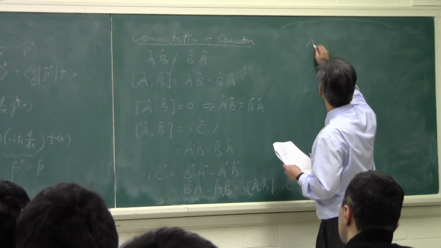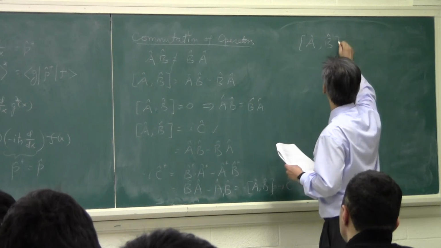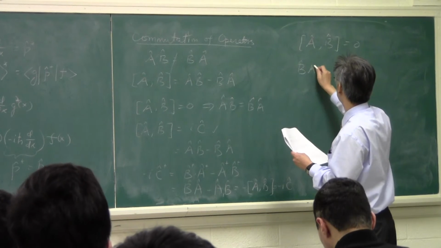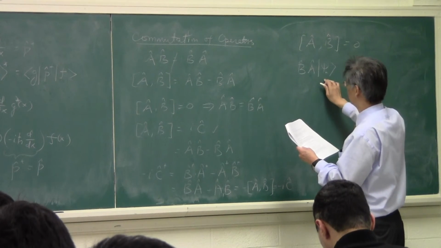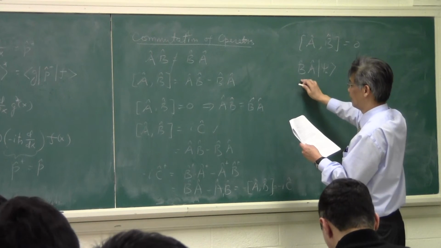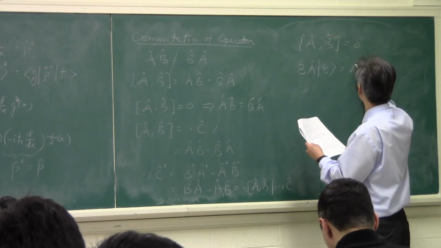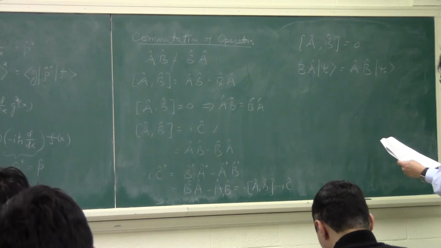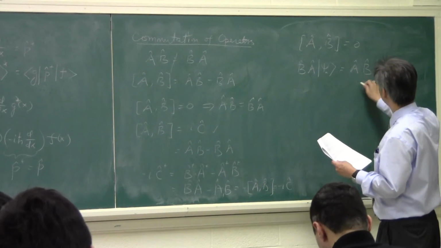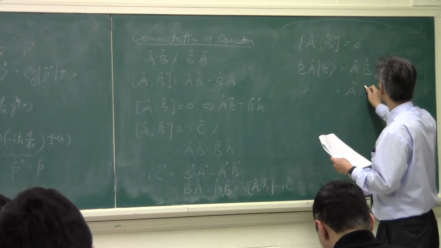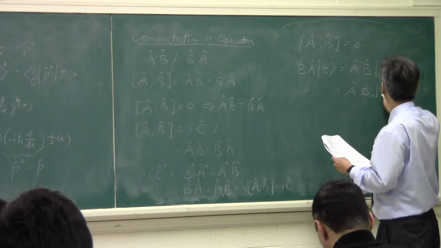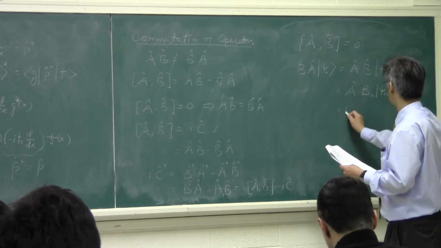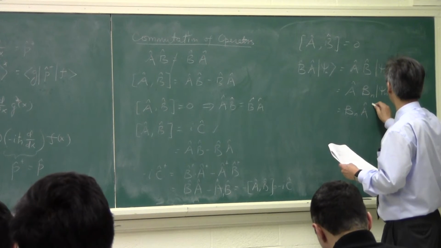So if [A, B] is equal to 0, which means that they're commuting, then it's quite easy to show that BAψn, where ψn is say the eigenfunction of one of them, must also be equal to ABψn, because they're commuting operators. But because ψn is the eigenfunction of B, I can replace this with its eigenvalue, Bnψn, and then I can exchange the order, Aψn.